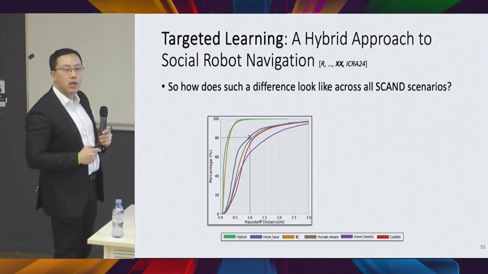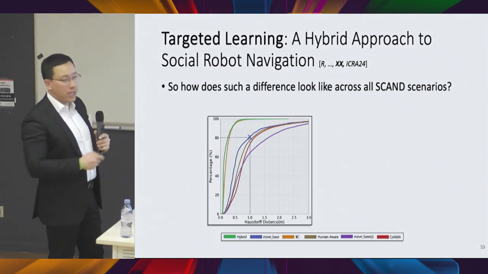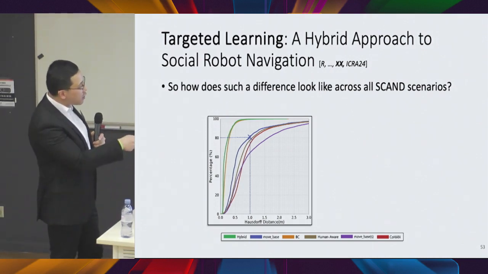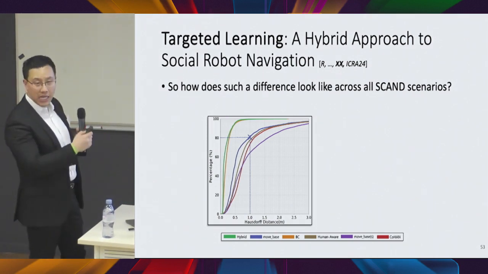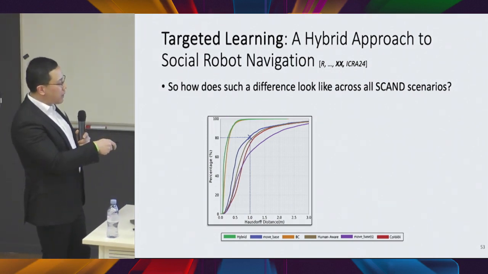That's actually the best performing classical planner in all our cases here. Only these are classical planners. I will explain what these two are later, right? So we want the curve to be more like this.